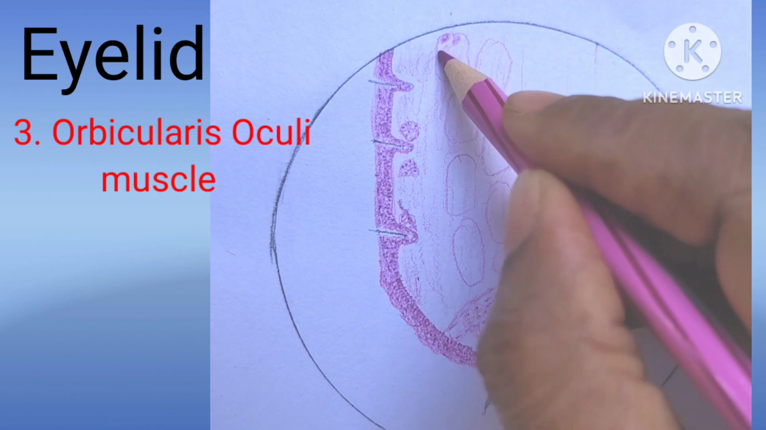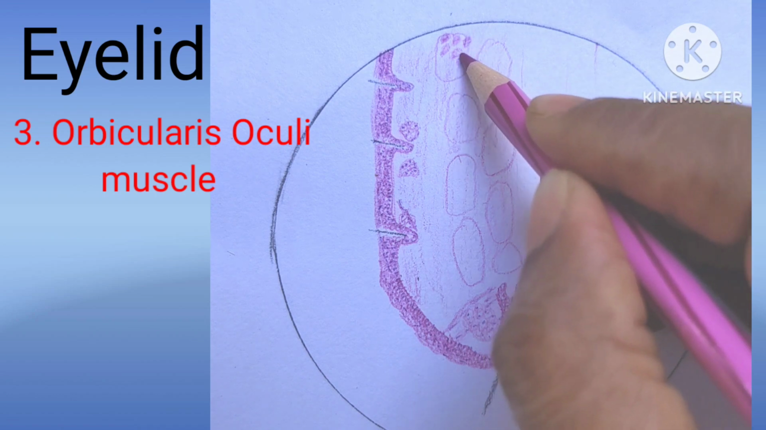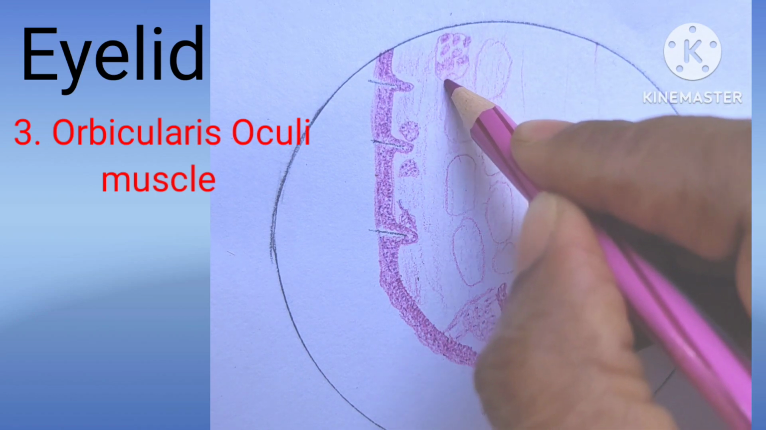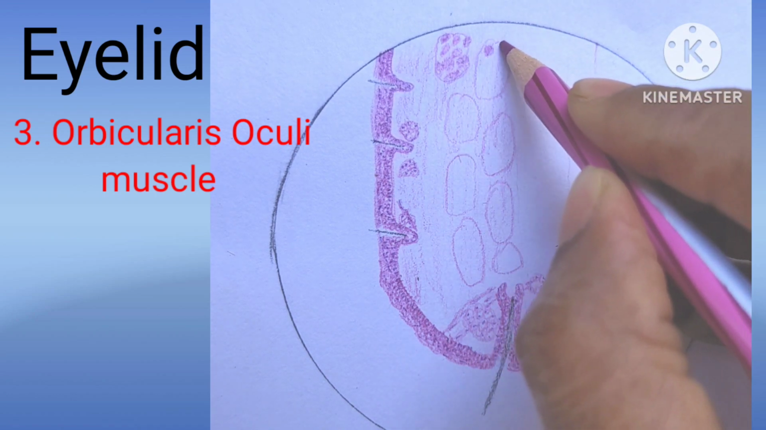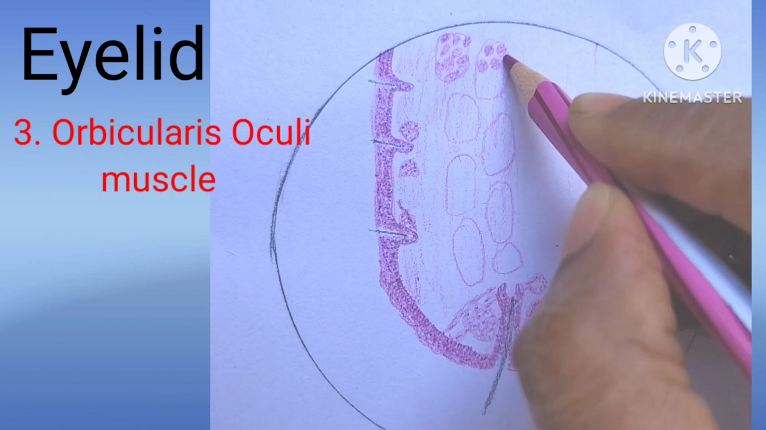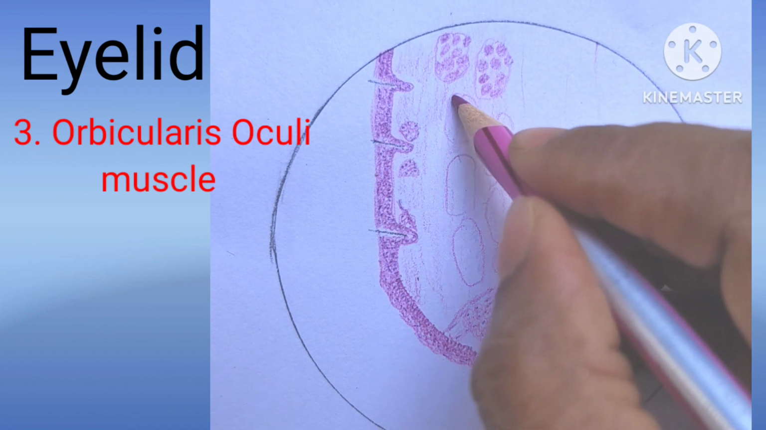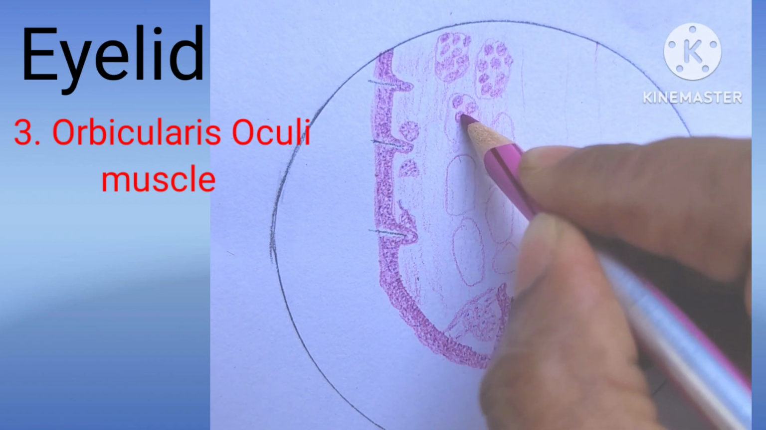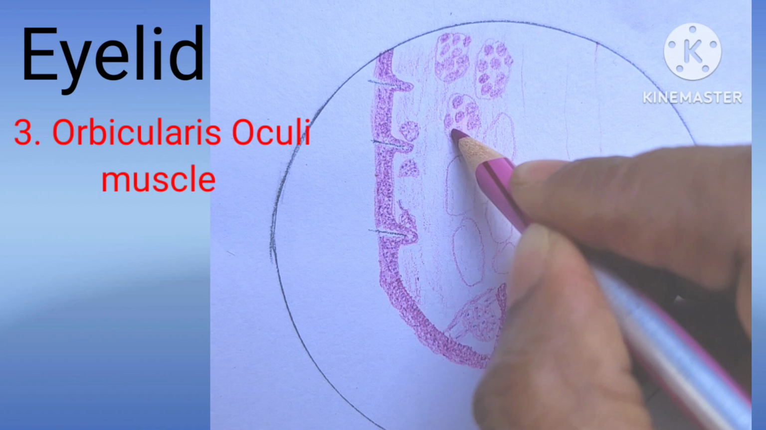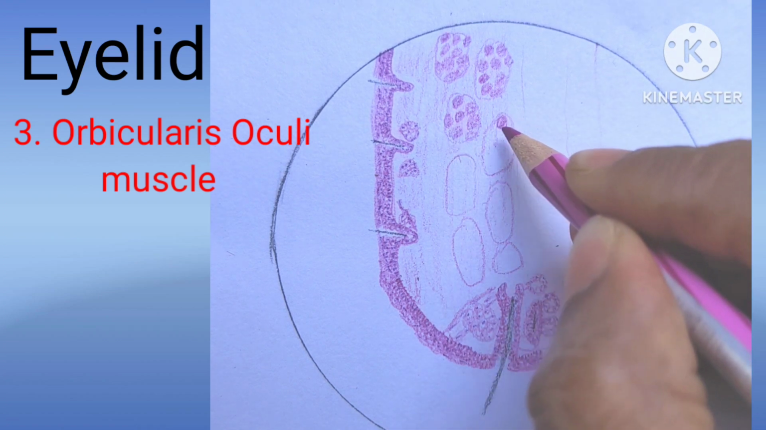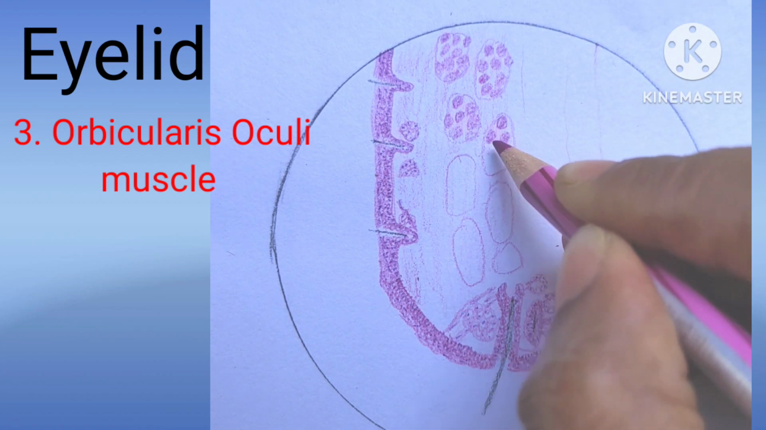They surround the eyelid and help in closure of the eyelid. So if we have drawn the vertical section, now I'm drawing the transverse section of the muscle. As the orbicularis oculi is a skeletal muscle, voluntary in nature, we are going to draw the transverse section of the skeletal muscle.